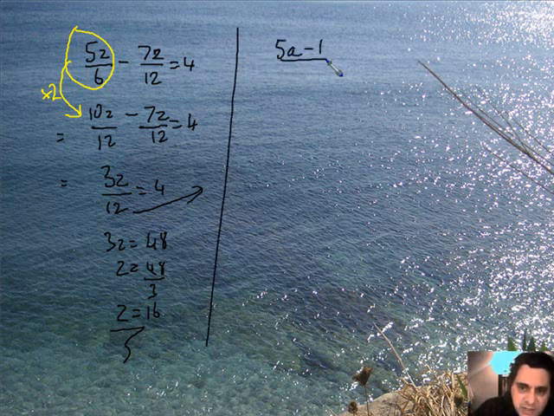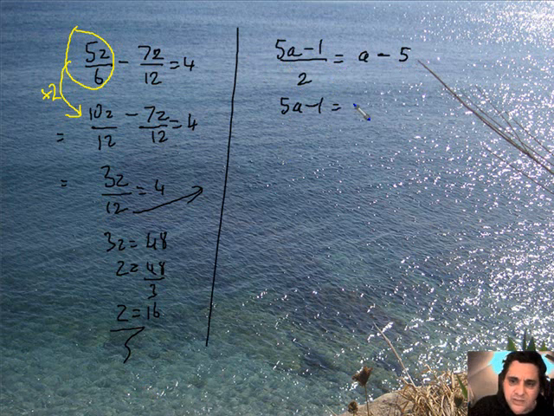So (5a minus 1) all over 2 equals a minus 5. Not really a problem, but I've got to divide by 2 there. Take it next door and multiply. And look at this classic error. A lot of kids do this.